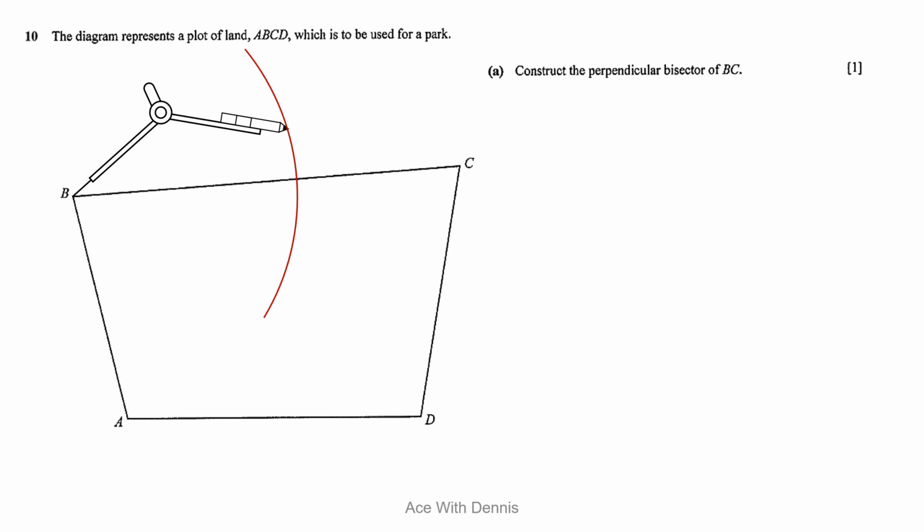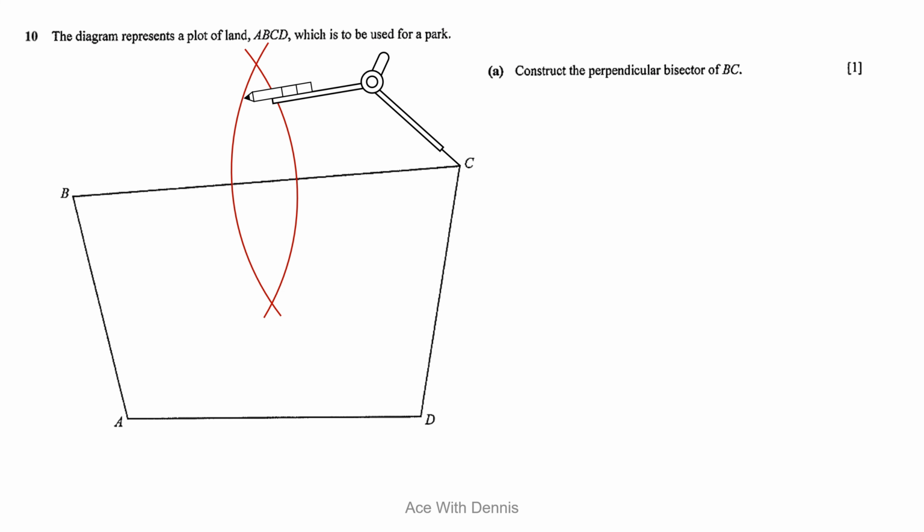Next, we draw a curve like this. Then, we do the same thing by placing the compass needle at point C. Again, we don't change the distance between the pencil and the needle, which we used for the first curve, and we draw the second curve. Next, we join the intersection points of these two curves, and this line will be the perpendicular bisector of BC.